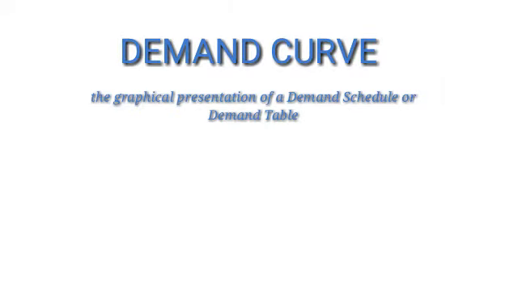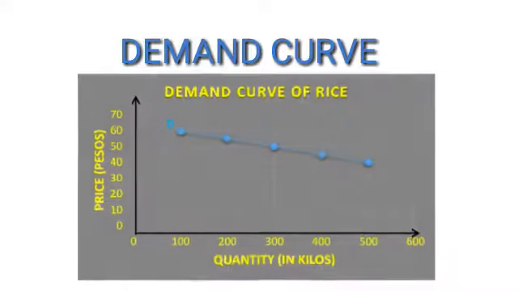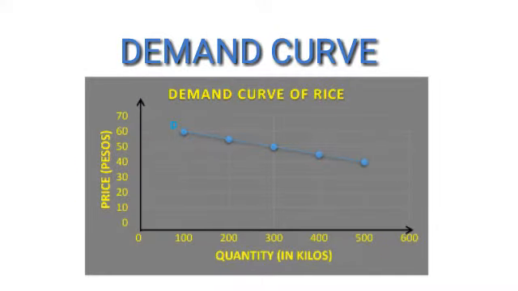Now if you plot these points, you're gonna get a demand curve, which is the graphical presentation of a demand schedule or demand table, which looks like this. It is a downward sloping curve showing the law of demand.